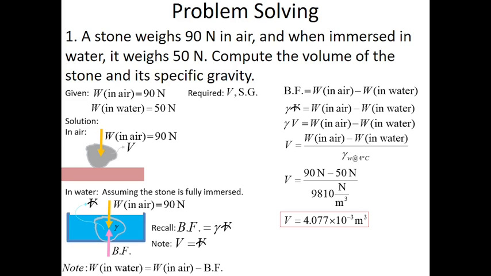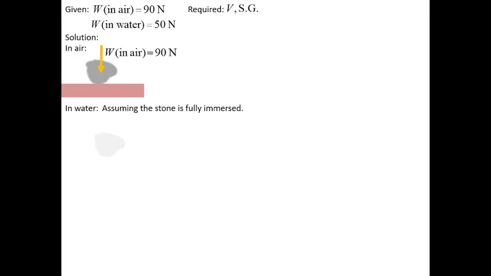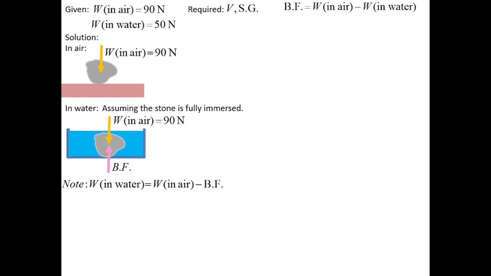Alright. So, I'm done. We now proceed with the specific gravity. Finding the specific gravity. So, that is our answer. That irregular shape resulted in 4.077 times 10 to the negative 3 cubic meter. So, next, specific gravity is our concern. Finding the specific gravity.